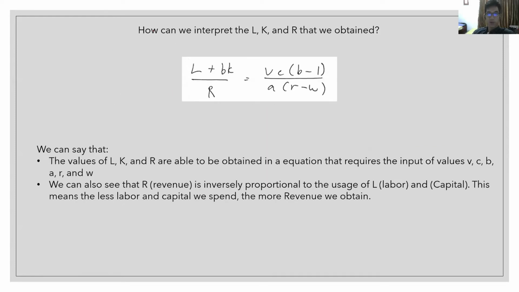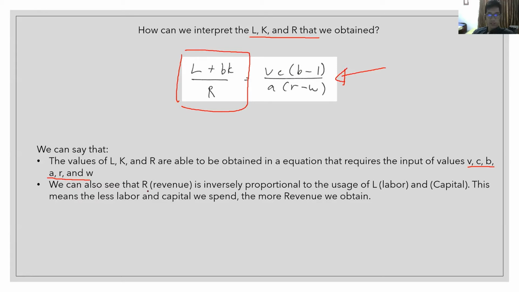So instead of doing that, how can we actually interpret the L, K, and R that we obtain? The values of L, K, and R can be obtained with the equation that requires the input of values V, C, D, A, R, and W. So if a company wants to find their labor, their capital, and the revenue that comes from it, they need to be able to input all of these values here from their research and their data.